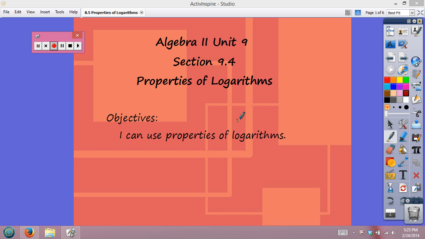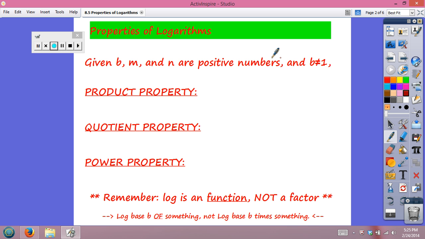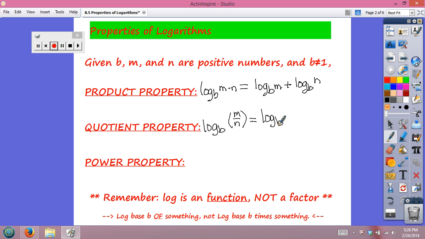In this lesson, we are going to be using the properties of logarithms, section 9.4. So first, let's take a look at the properties. The product property says that if we have the log base b of m times n, that is the same as saying log base b of m plus log base b of n. Okay? Quotient property says if we have log base b of m divided by n, that is the same thing as saying log base b of m minus the log base b of n.